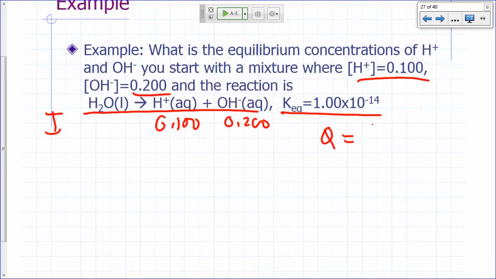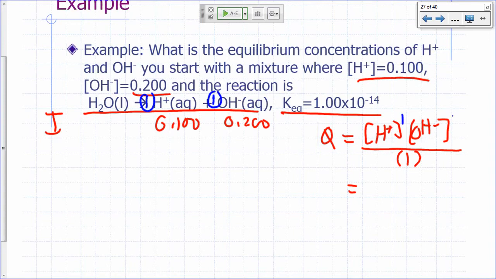Products over reactants. So it's going to be H plus times hydroxide over activity of a liquid, 1. Right? The coefficients here are 1 and 1, so the exponents are 1 and 1. So H plus is 0.1, hydroxide is 0.20. What's our Q? 0.1 times 0.2 is 0.0200.